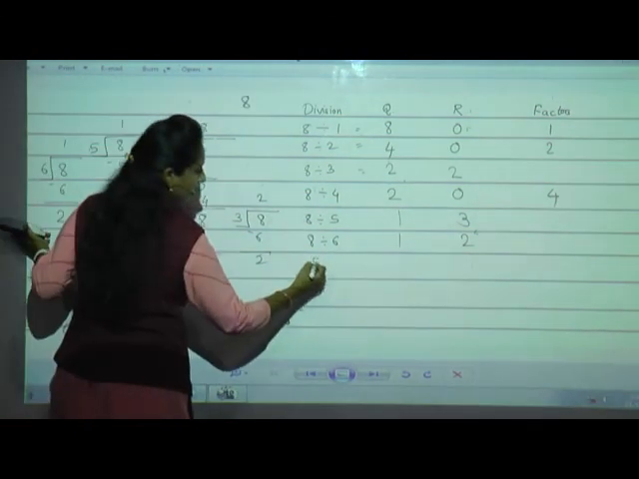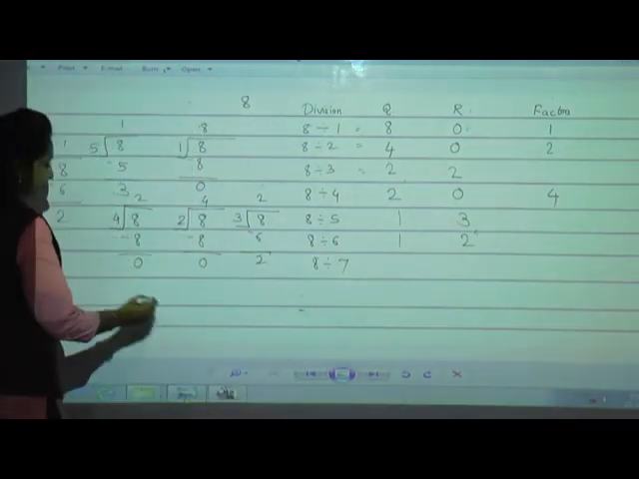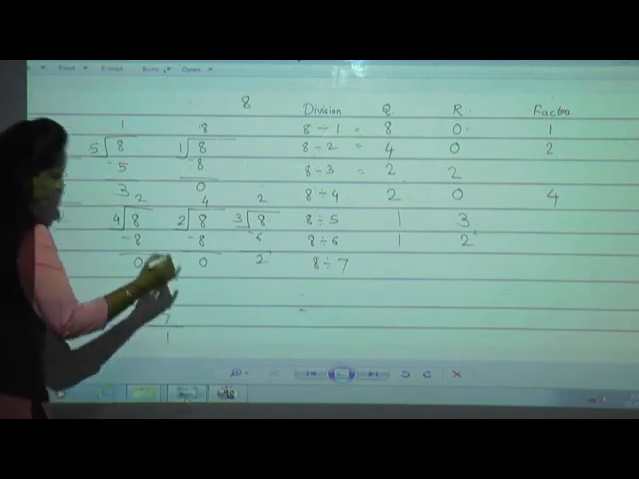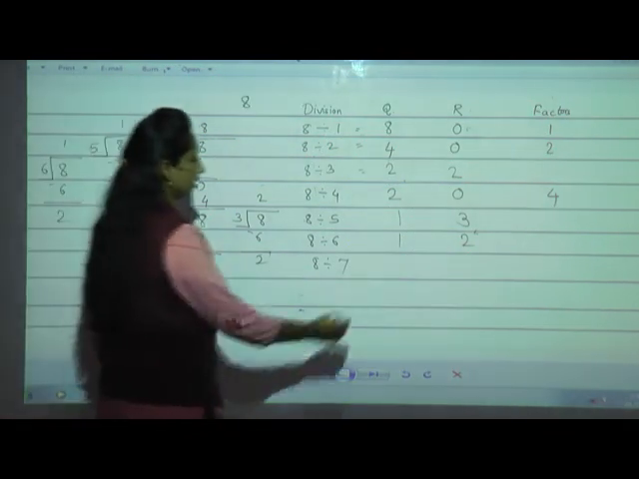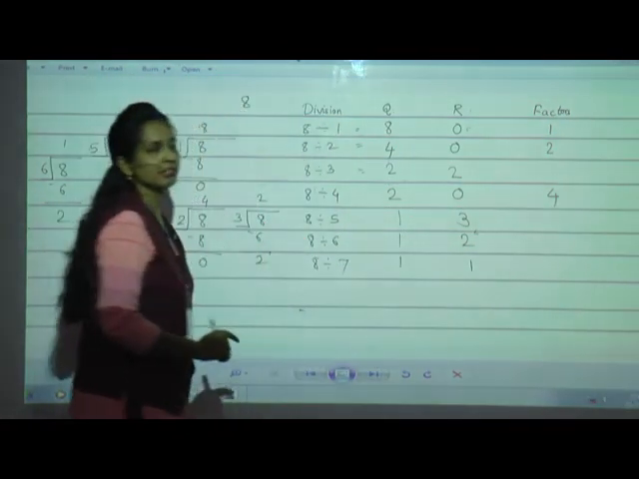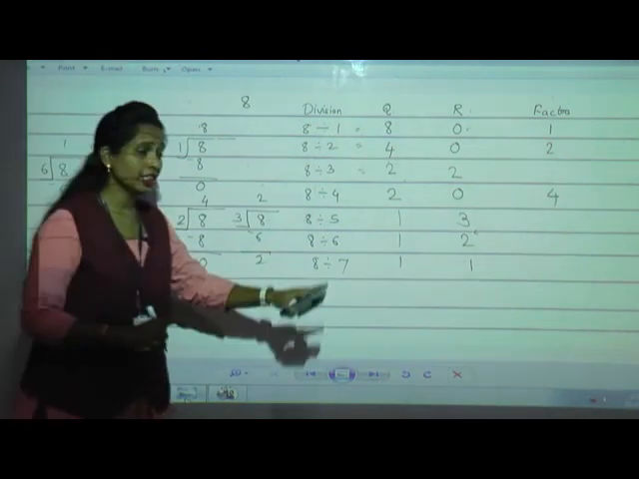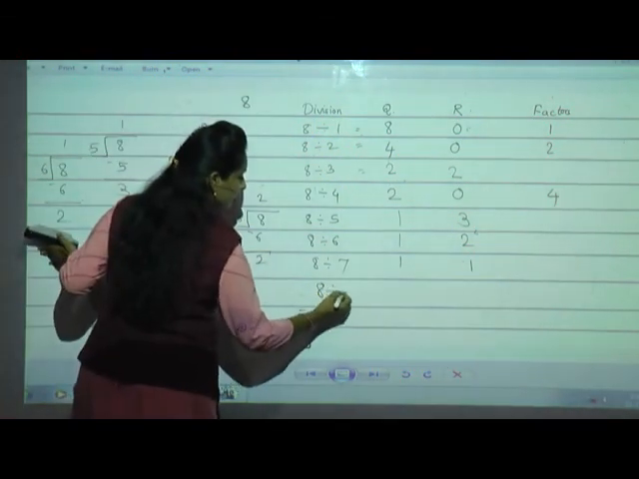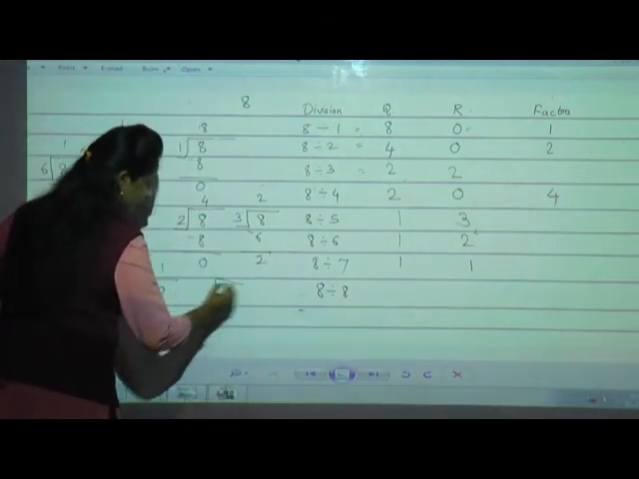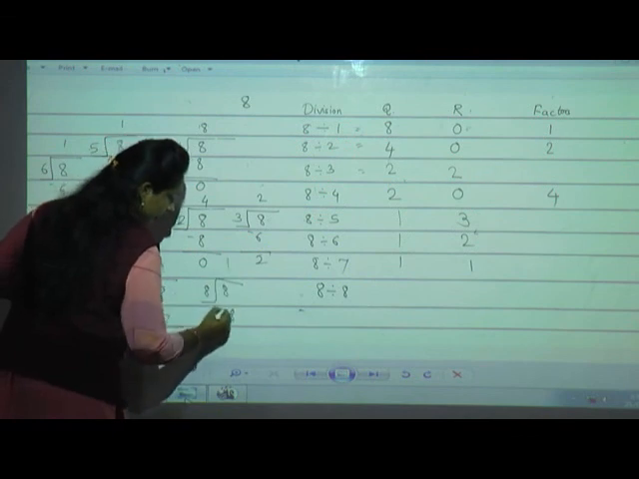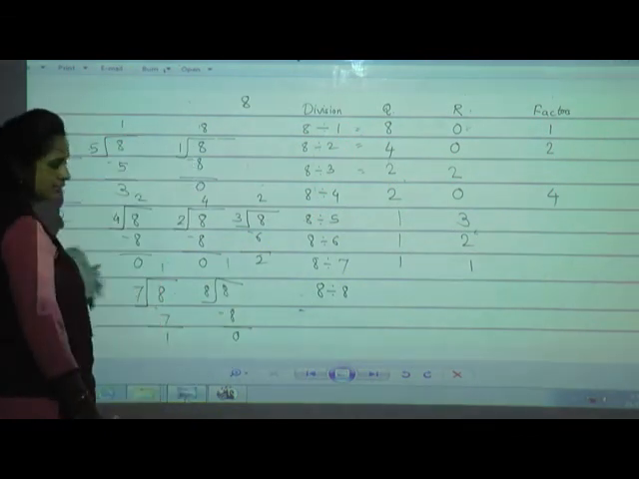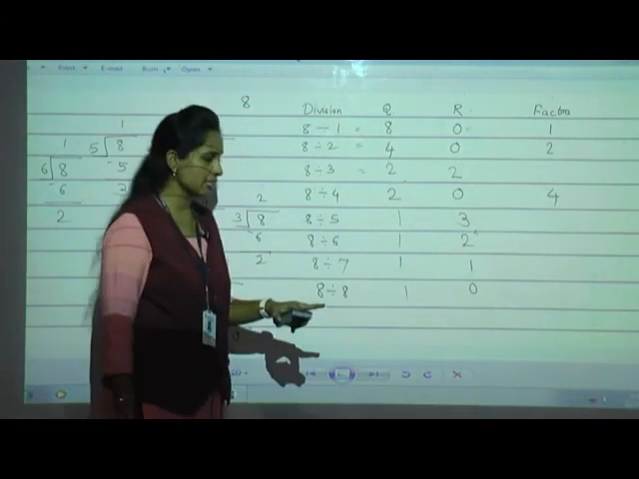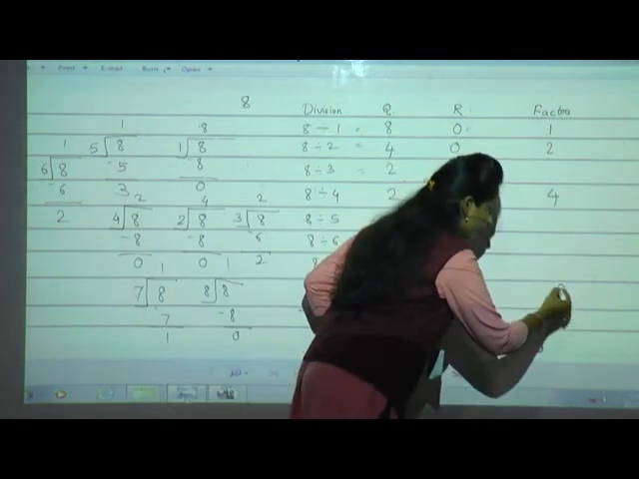Now next, after 6, 7. I'll solve here. 7 ones are 7. Remainder is 1. Quotient is 1, remainder is 1. Again remainder is there. So 7 is not a factor of 8. Now I'll go with 8. See, 8 ones are 8, 0, isn't it? What is the quotient? 1, and the remainder is 0. So whenever the remainder is 0, we can say that number is a factor.